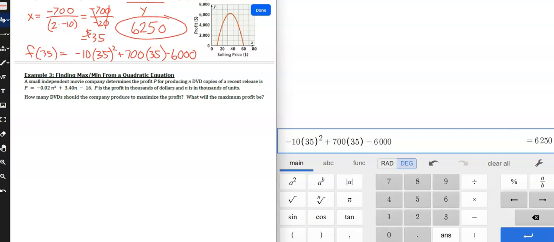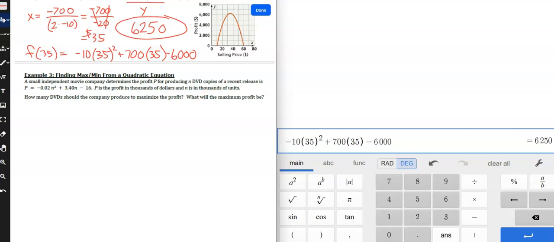A small independent movie company determines the profit for producing N DVD copies of a recent release is this formula. P is the profit in $1,000. N is the number in thousands of units. How many DVDs should the company produce to maximize the profit? And what will the maximum profit be? In other words, they want both parts of the vertex.